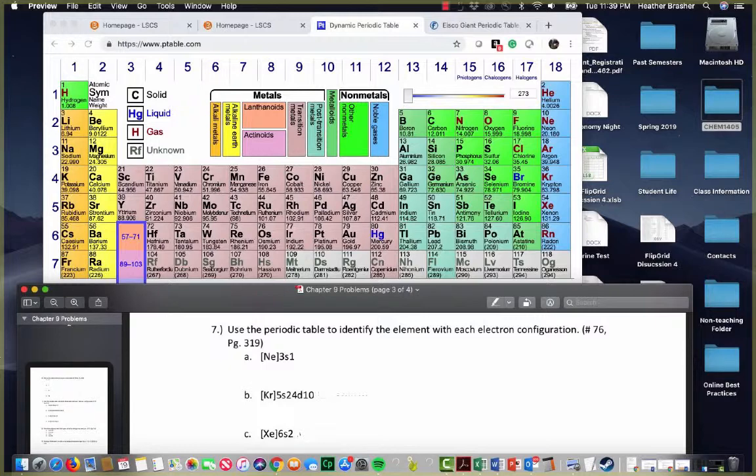So this is number 76 on page 319. Let's look through. You can start here, and then it's 3s1. So you go to 3, this is the s, and this is the first one, so it's sodium. Here, you go to Kr, which is here, right? And then it's 5s2, and I would just check them, 4d10. So that's one all the way till you get to here. So that's cadmium.